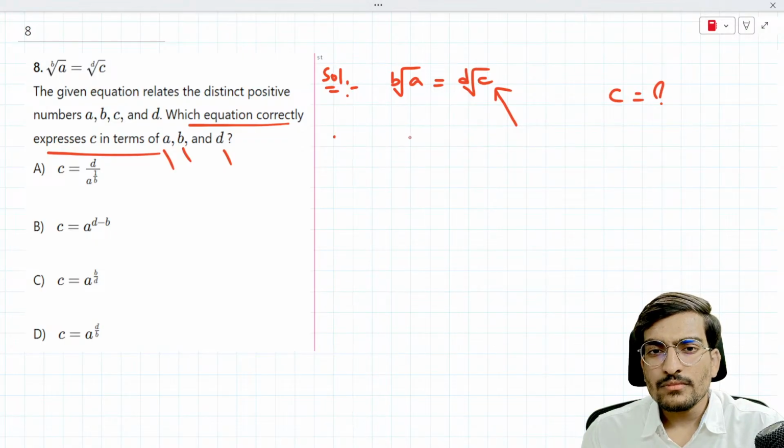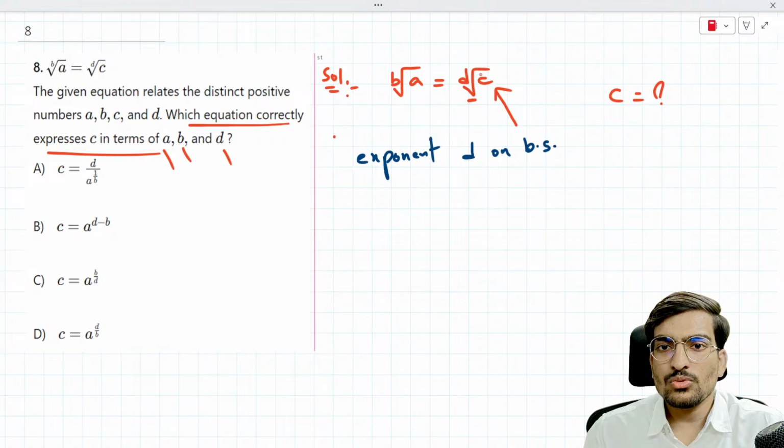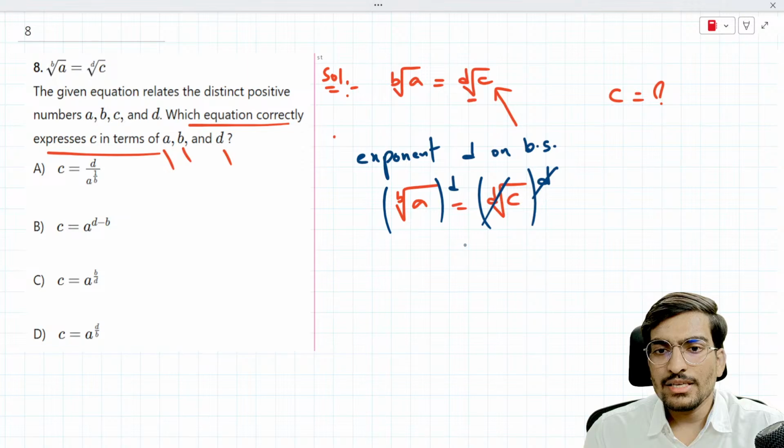Now, how can we eliminate this dth root? So what I do is take exponent D on both sides. So the bth root of A equals the dth root of C, whole power D on both sides. The D cancels out, so we end up with the bth root of A whole power D equals C, and we don't have any root.